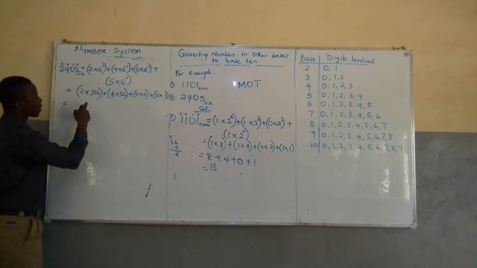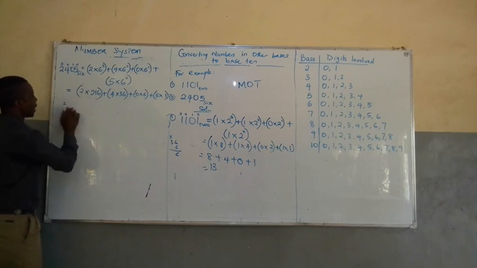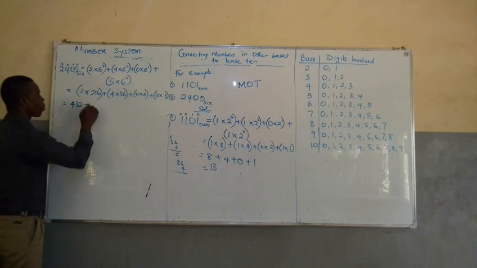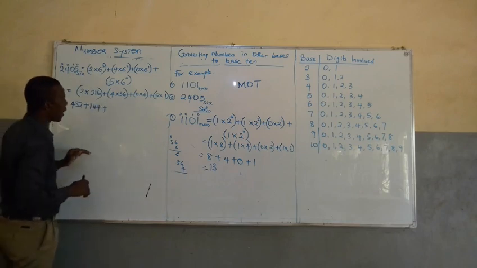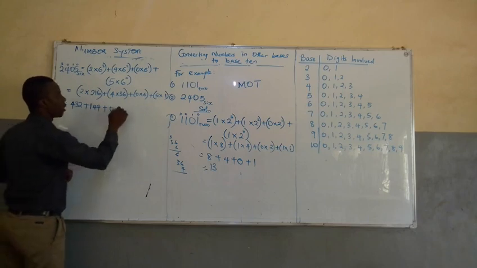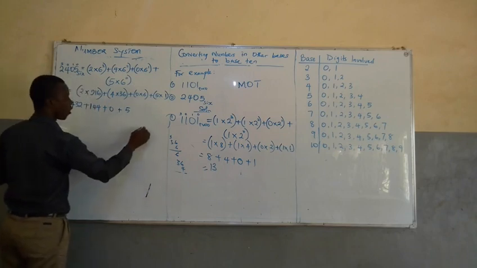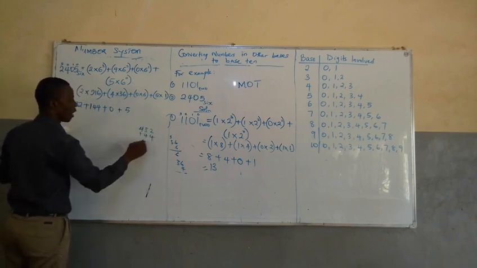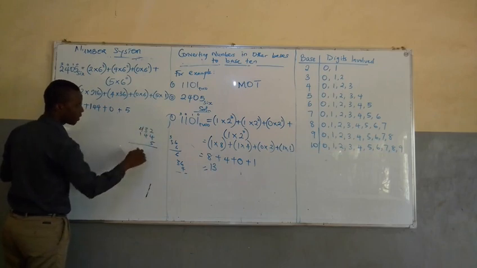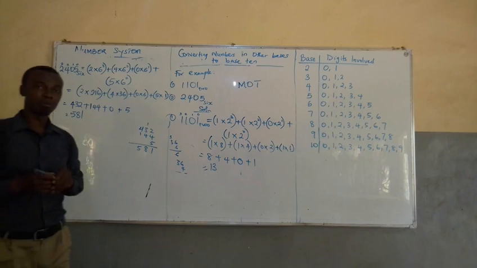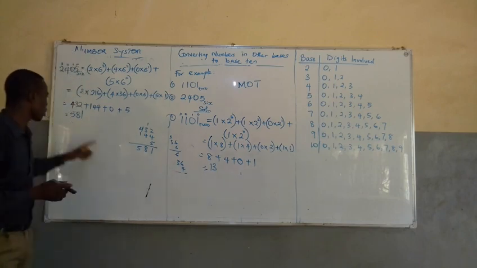So I'm going to multiply this. 2 times 216 gives me 432, plus 4 times 36. That should give me 144, yes. And then I have 0 times 6, that's 0. Plus 5 times 1, that gives me 5. So I'm going to add that up together: 432 plus 144 plus 5. So this is 581.